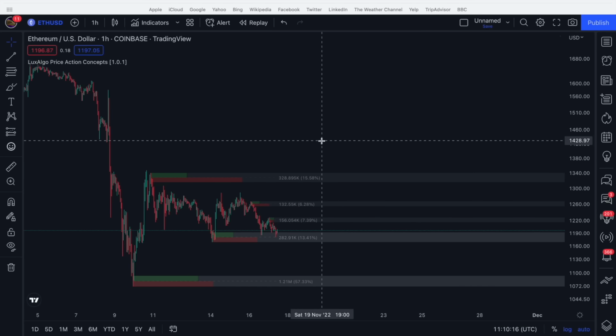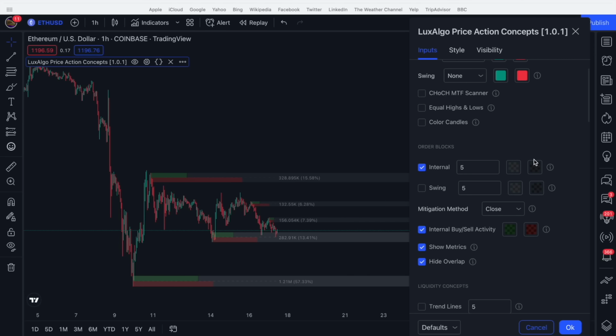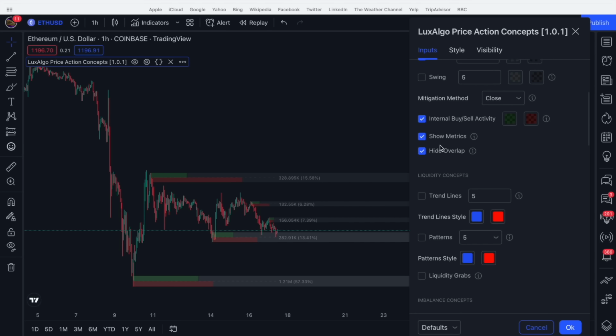So let's say you're really a beginner, or you're really just a simple support and resistance trading kind of person. What would I recommend? Well, I definitely recommend order blocks to be turned on. Those are really useful. And I'd also recommend hiding the overlap, because maybe you don't want that mess on your chart. You want really clean support and resistances. That's totally fine. The internal buy-sell activity I find useful personally, but maybe you'll want to disable that just to make it a bit cleaner.